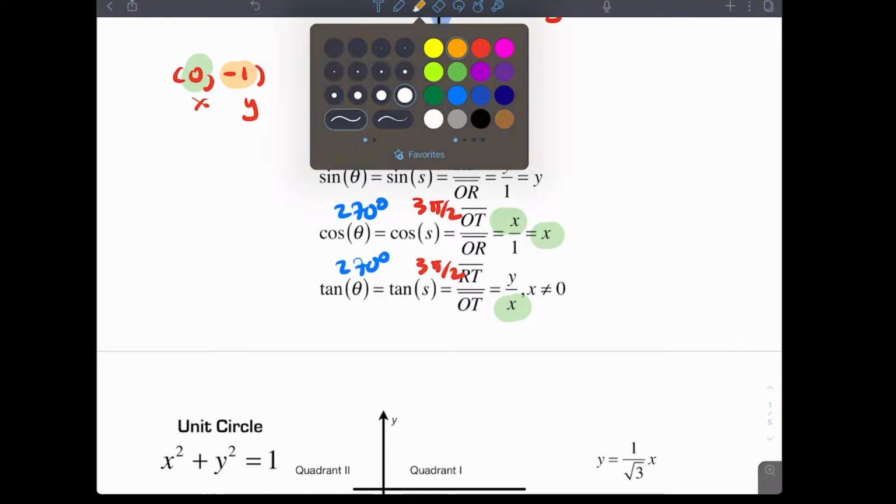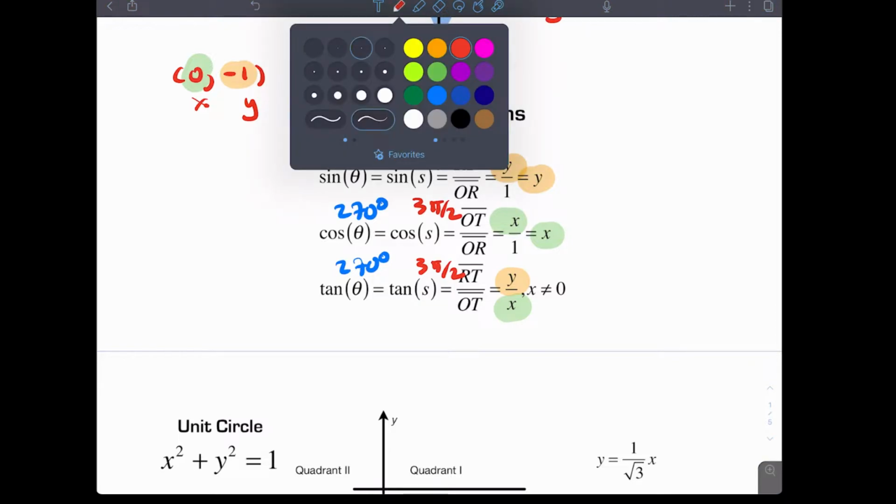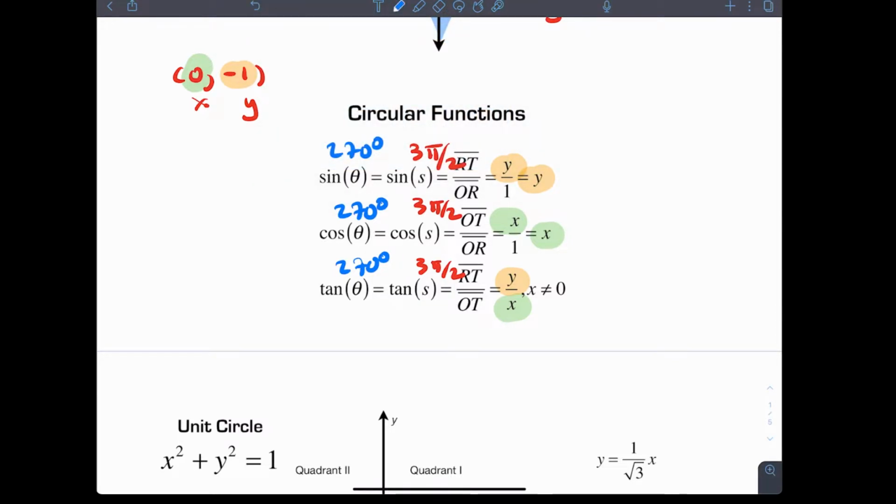The x values, here's the y values. Okay, pretty simple. What's the y coordinate? -1. What's the x coordinate? 0. Y over x. -1 over 0 we know is undefined. Yes, there you guys go.